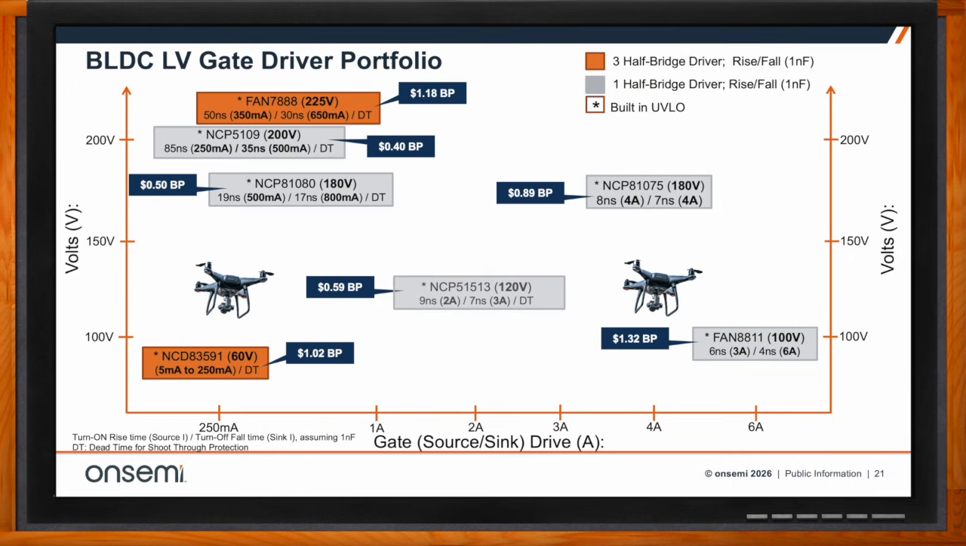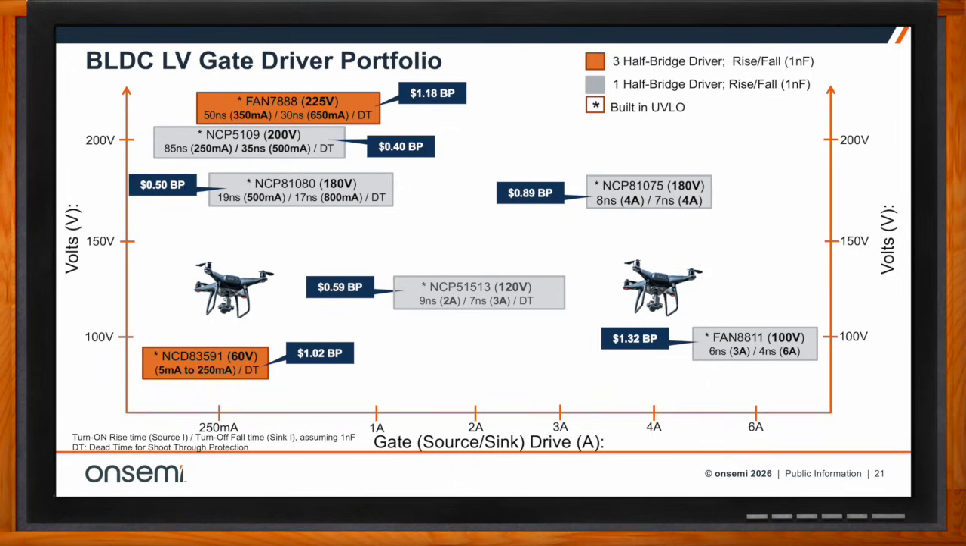So we have many more gate drivers beyond the NCD83591, as you can see at the bottom left. We have many more gate drivers that I captured on this plot. Everything in orange means it's a 3-half bridge gate driver, meaning you only need one of them to drive the BLDC with the T10 MOSFETs. Or you can use the grays, which are single half bridge gate drivers. You would need 3 of those. So I put them on this plot because the x-axis captures the gate drive source and sink in amps, and the y-axis is the voltage rating. And so you can use the FAN8811 if you need more gate drive with 3 amps and 6 amps, or the NCP51513, which is 120 volts, 2 amps and 3 amps.